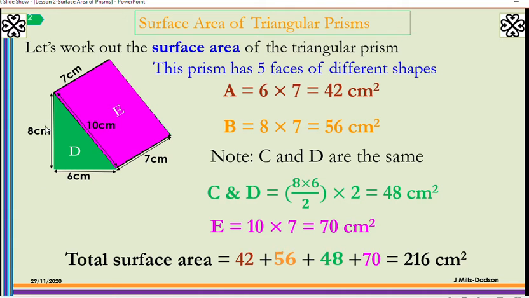Note, when this slant length is not given and it's a right angle triangle for this side, you can use Pythagoras to work out the 10 yourself. Sometimes exam questions are like that. You need to use Pythagoras because it's a right angle triangle, you can use it to work out the 10 centimeters, the hypotenuse, yourself before you proceed.